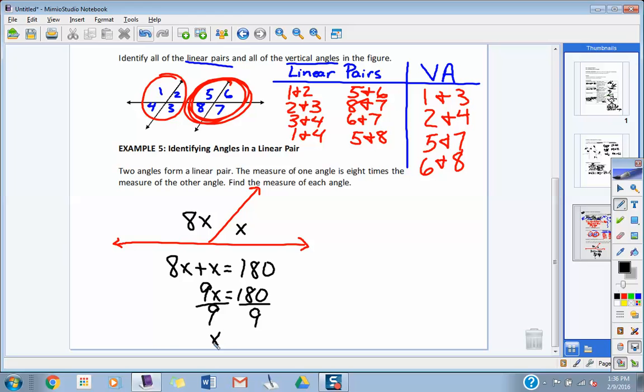What's your x value? 20. Good. Once you know your x value is 20, throw it back into each expression up here. What is 8 times 20 up here? How much? 160 degrees. What's this measure over here? 20 degrees. First question, do they add up to 180 degrees? Second question, is 160 8 times 20? Yes. It's got to be right then. Okay? So I'd say make sure you've got everything down here.